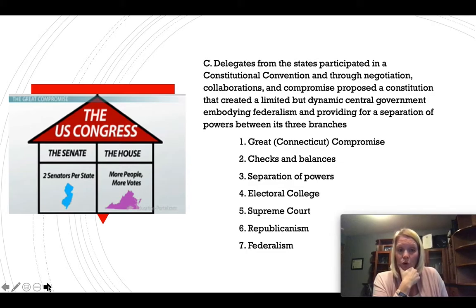The House would be based on population and the ratio. More people equals more votes. Now we're going to get to the next slide. If more people means more votes and large states want to be heard, that also means you can have the power to tax those people, correct?